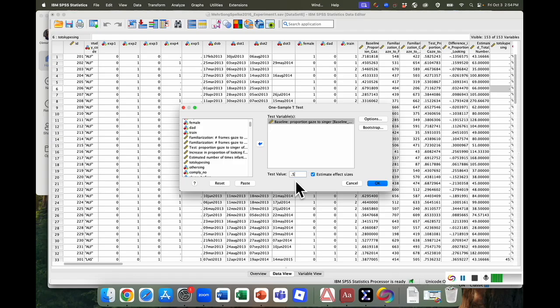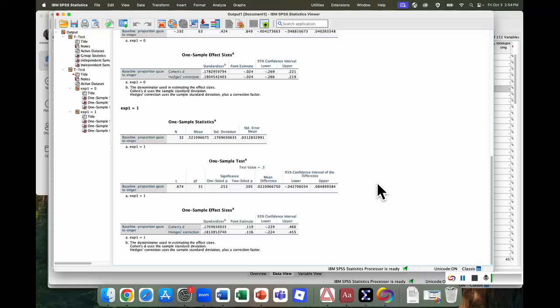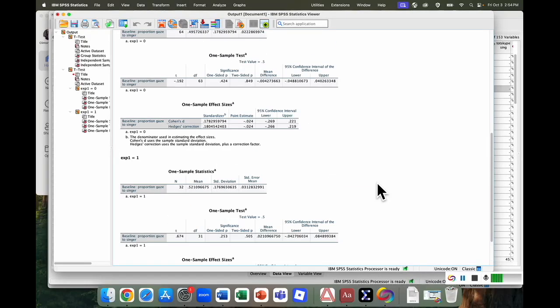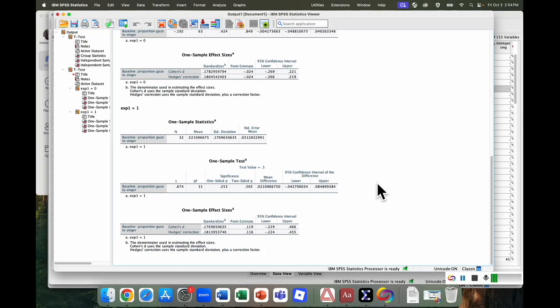Your decision of what the test value is will depend on what's an important value for making a comparison with the variable of interest. Then you'll click OK. And we're only interested in experiment one. So we'll go down here and we see that we have a sample size of 32.